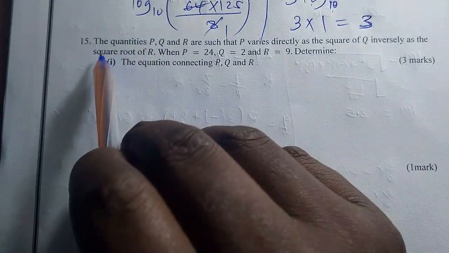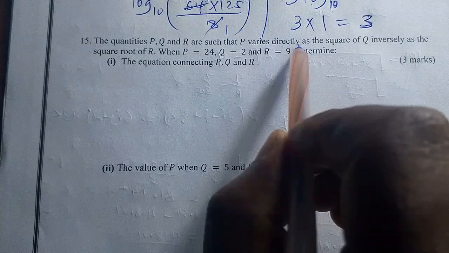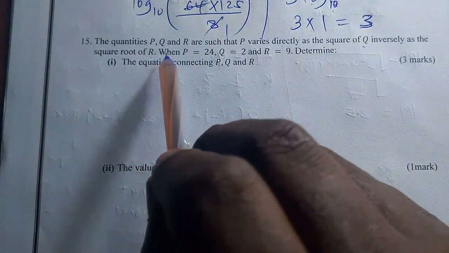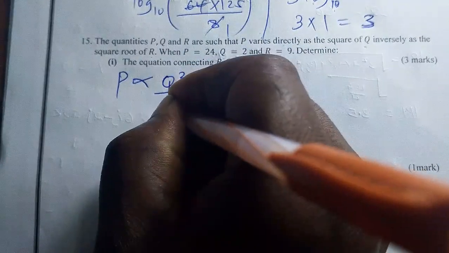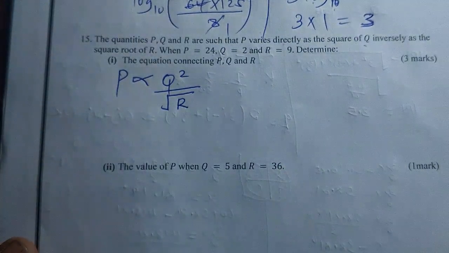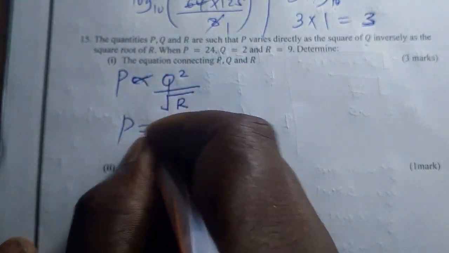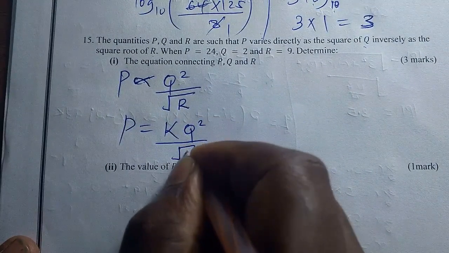The quantities P and Q are such that P varies directly as the square of Q, and inversely as the square root of R. So first, P is directly proportional to the square of Q and the square root of R. Now remove this sign of proportionality. P is equal to K Q squared over the square root of R.